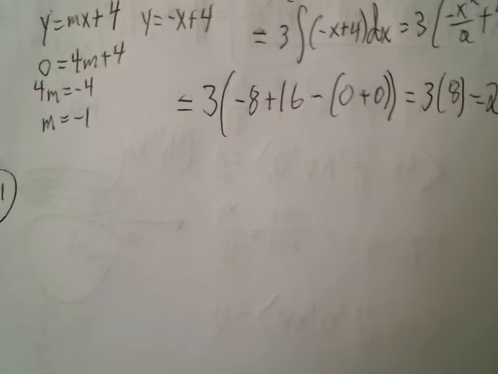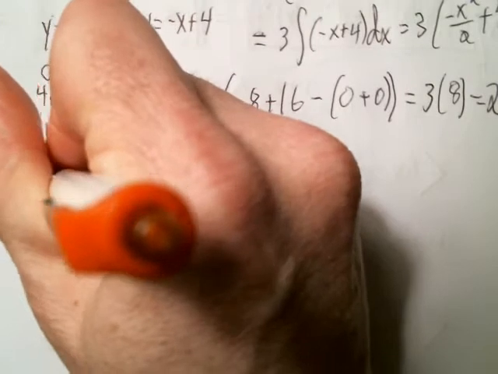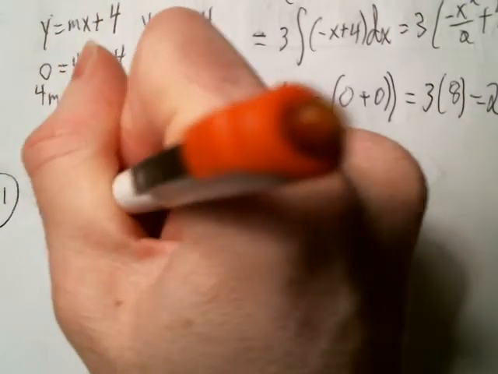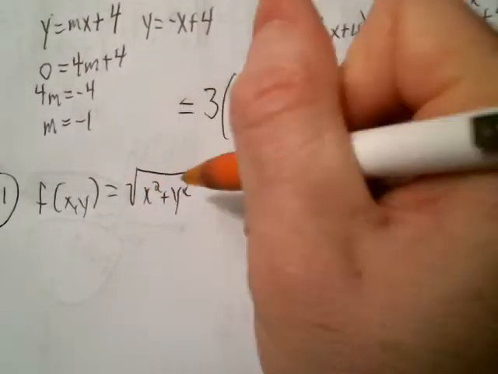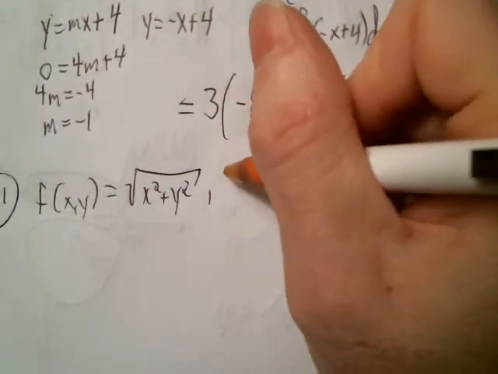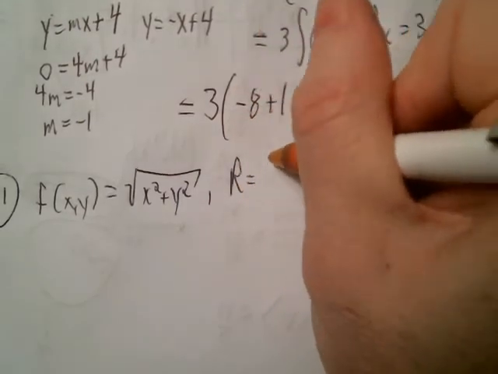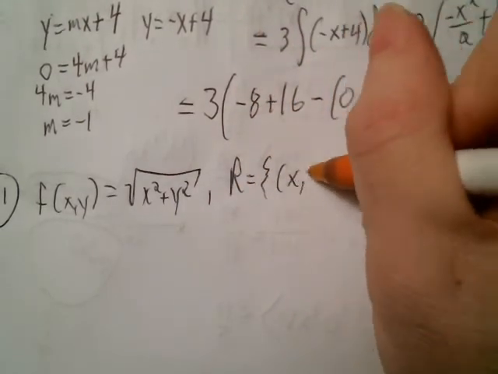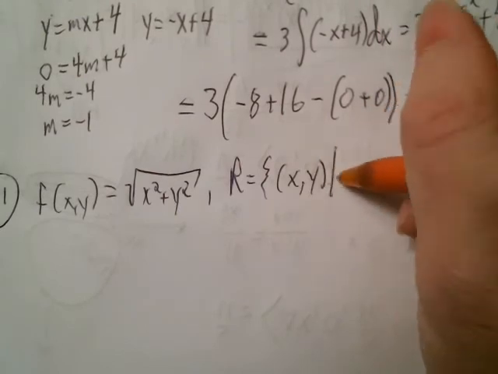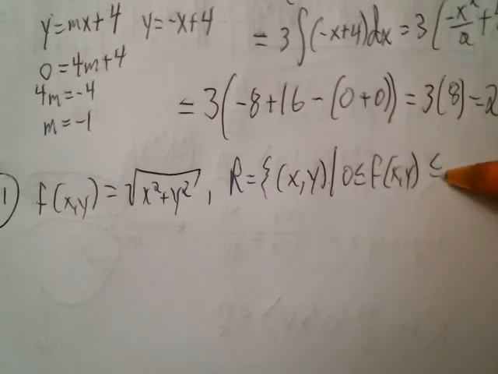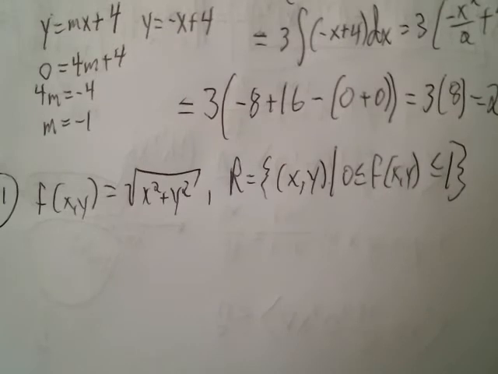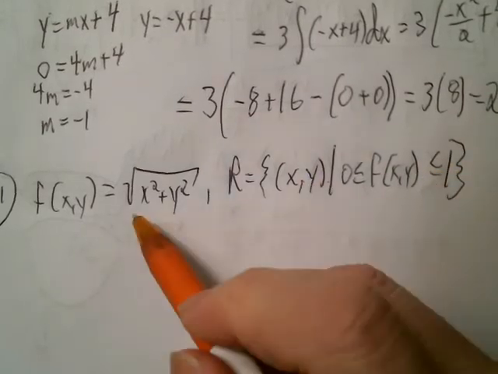Let's look at what used to be number 11. Again, we're trying to find the surface area of this thing, the square root of x squared plus y squared, over top of the region R, equals the set of all points (x, y) such that 0 is less than or equal to f(x, y), which is less than or equal to 1. Okay, so this is really the z outputs for this guy here.